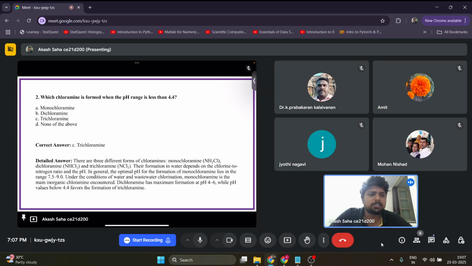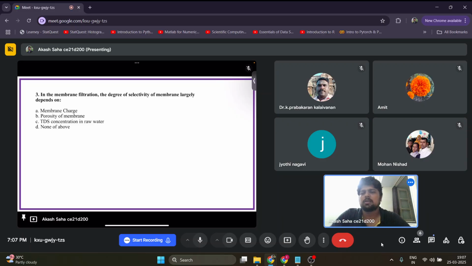In each step, some hydrogen atoms are removed from the ammonia and replaced with chlorine atoms. So NH2Cl, then NHCl2, and then NCl3. So the correct answer is trichloramine at a pH of less than 4.4. Remember, 4 to 6 is always dichloramine, and below that will be trichloramine. Right? Next problem.